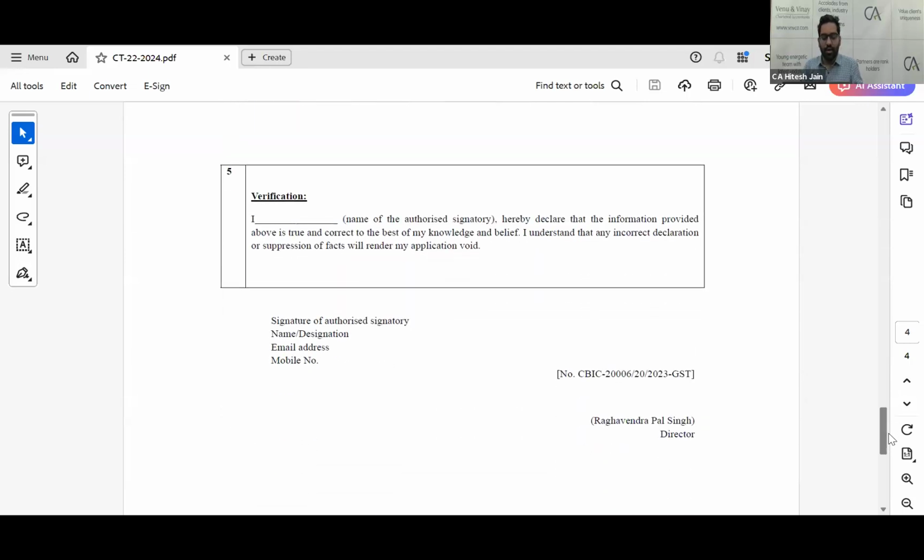In this way, you need to fill and you need to verify this through either your digital signature or through your Aadhaar OTP, GST OTP, I mean to say.